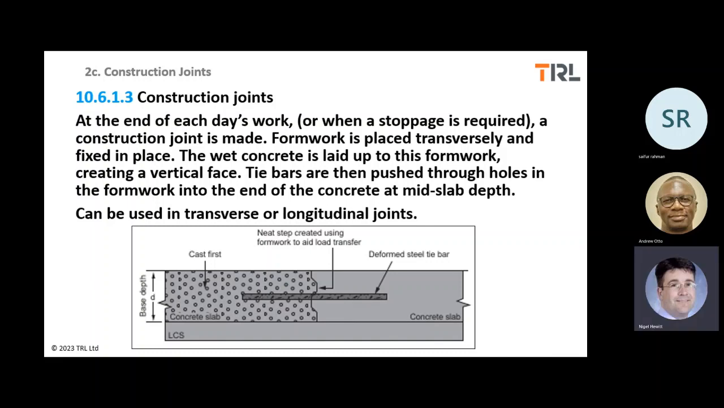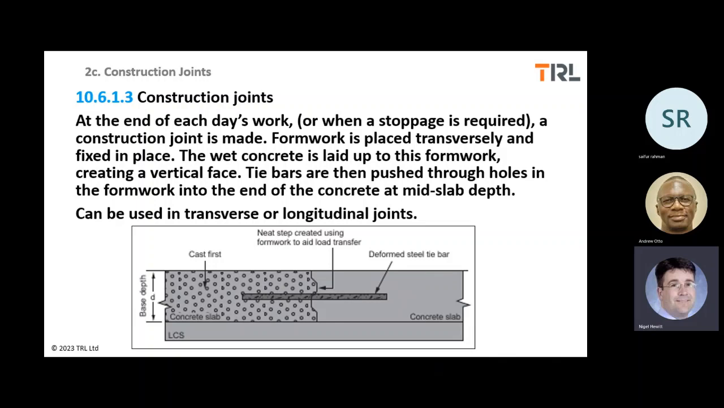So construction joints. At the end of one day's work, for example, or where a stoppage is required, the concrete mixing plant's got a problem, okay, we have to stop now. What you normally do is you introduce a construction joint between your normal transverse joints. So you, for example, cast up to a certain place, you put some formwork across the road to contain the concrete. You lay the concrete up to the formwork, and then you push dowel bars into holes in the formwork. So what you're left with at the end of the concrete is metal bars sticking out.